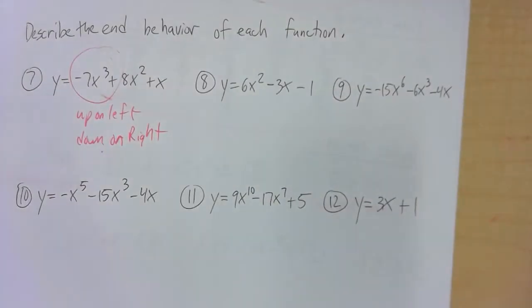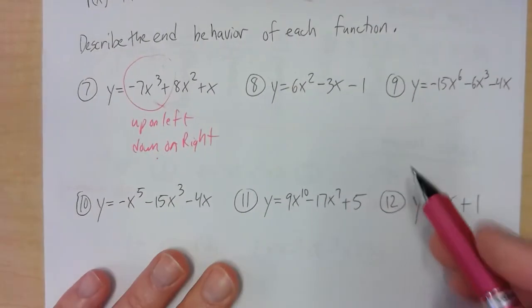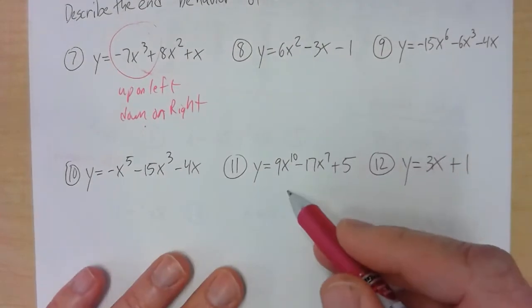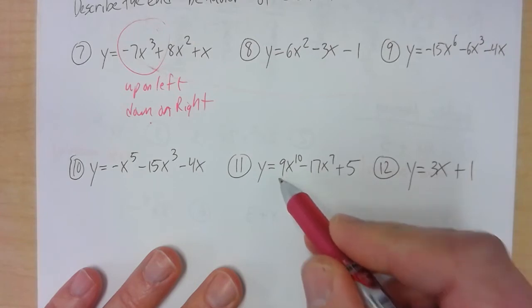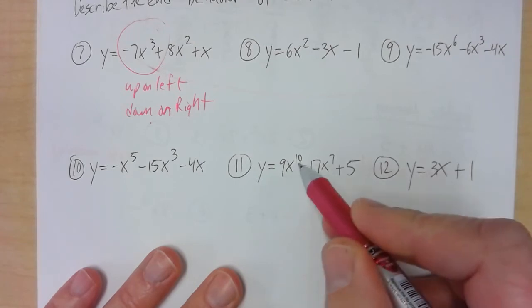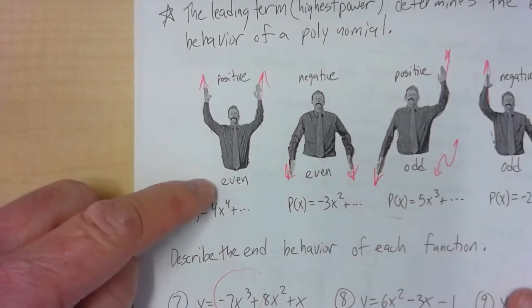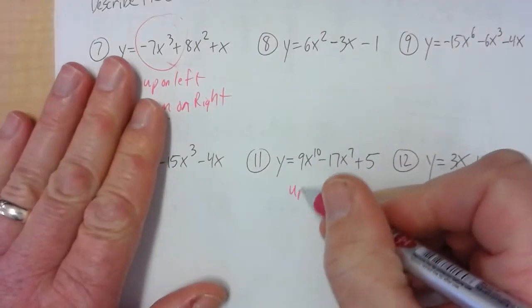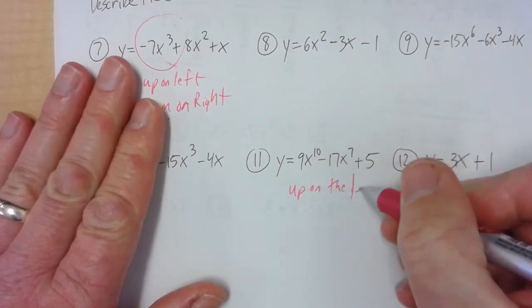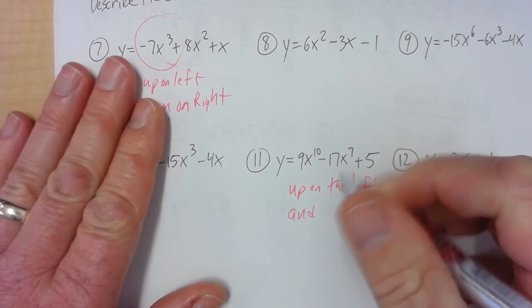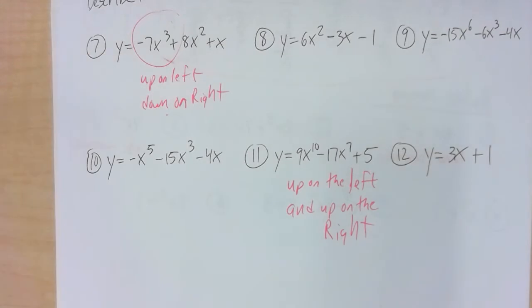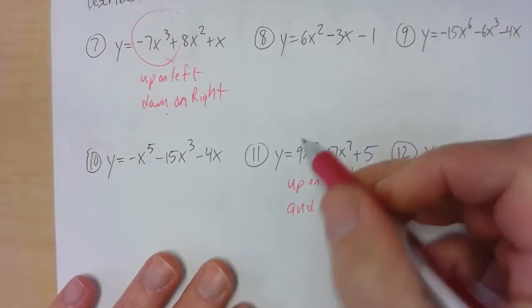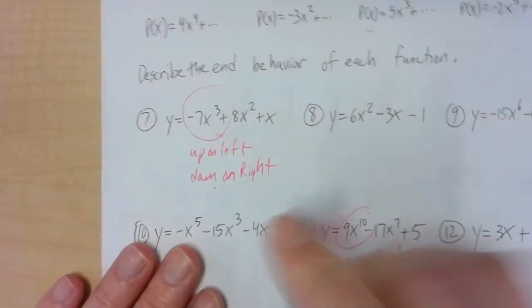So then we have this one right here, right? 9 is a positive number, so it's positive and even. Positive and even, it's up on each side. So it's up on the left and up on the right. Okay, so it's up on each side because it's positive and even. Next, negative and odd.